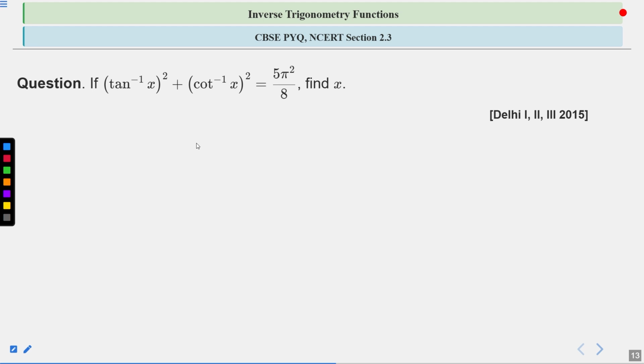See, we know that tan inverse x plus cot inverse x is equal to pi by 2, right? So we can write cot inverse x as pi by 2 minus tan inverse x, and further we will simplify this and we will get a quadratic equation in terms of tan inverse x, right?